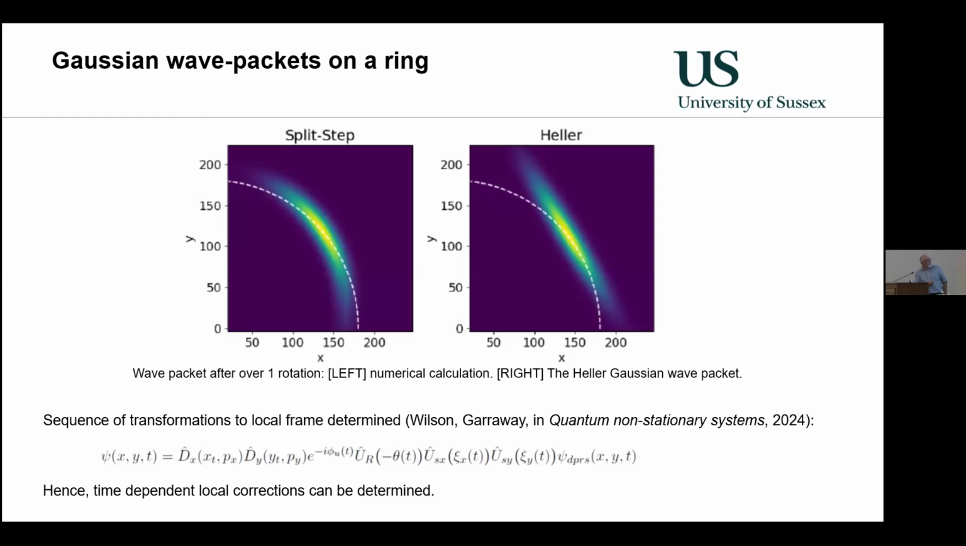Basically, we have found all the necessary transformations, displacement, rotation, and squeezing, that enable us to go from a Gaussian somewhere else and recreate an approximation to the Gaussian that's going around this ring trap. So that's done, but it needs further work to find the corrections.